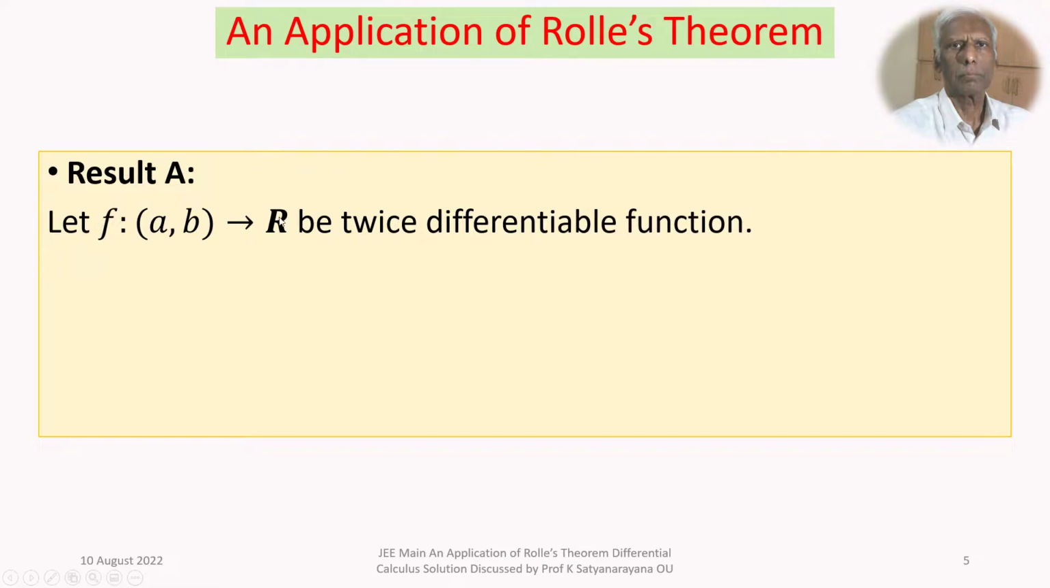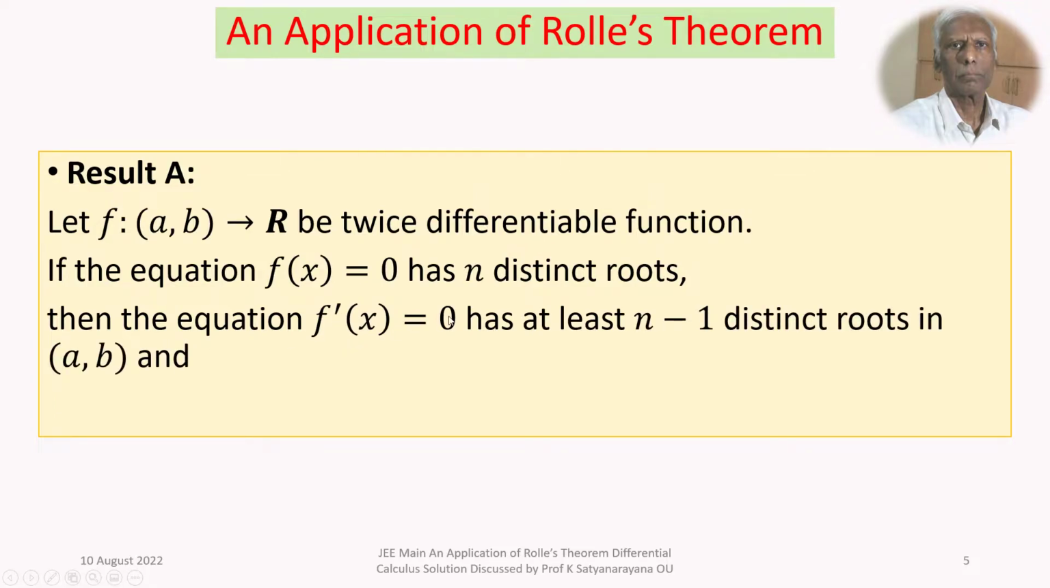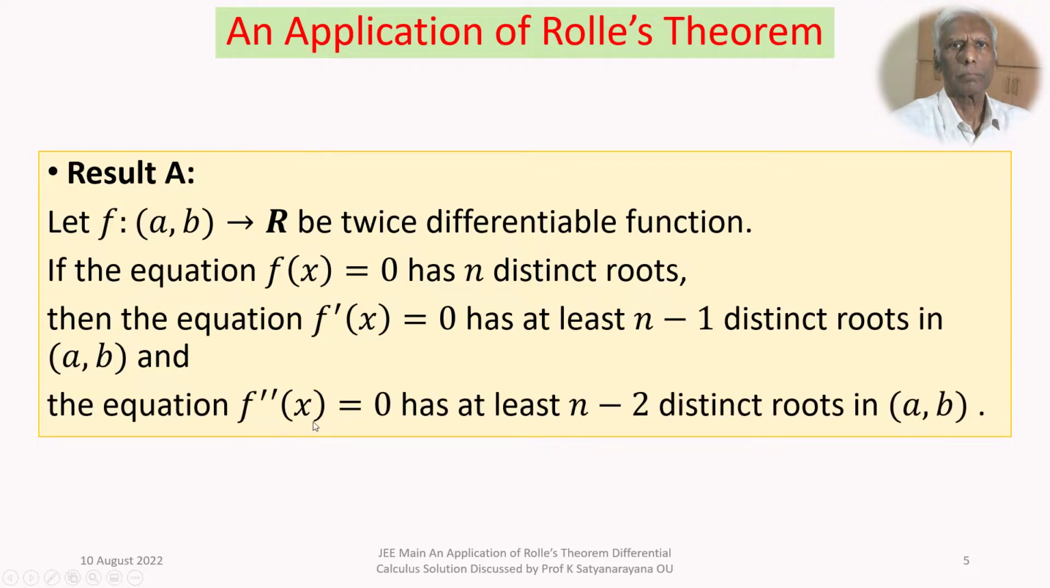Let f be a real valued function defined on the open interval (a, b), and it is a twice differentiable function. If the equation f(x) = 0 has n distinct roots, then the equation f'(x) = 0 has at least n minus 1 distinct roots in the open interval (a, b), and the equation f''(x) = 0 has at least n minus 2 distinct roots in the interval (a, b).